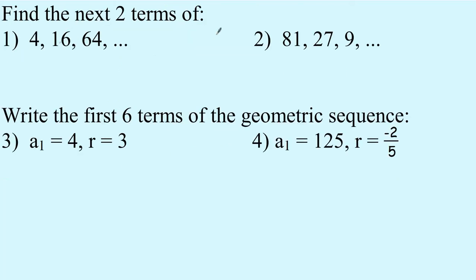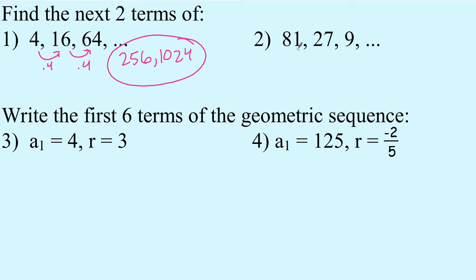All right, so let's identify the pattern. So for number 1, notice we are multiplying by 4. So times 4, times 4. So the next two terms would be, what is that? 128, 256, then 512, then 1024.